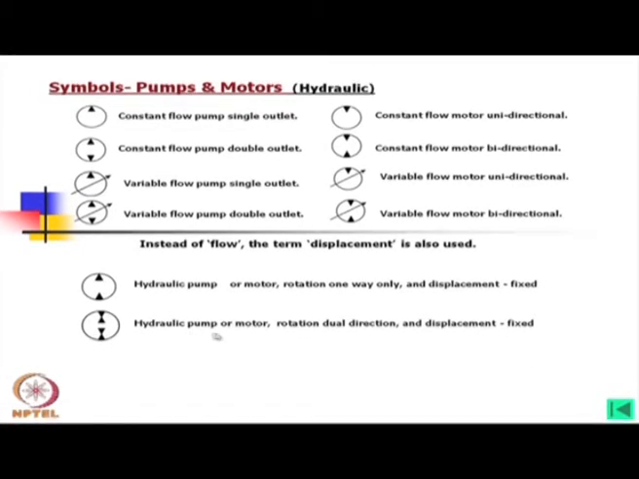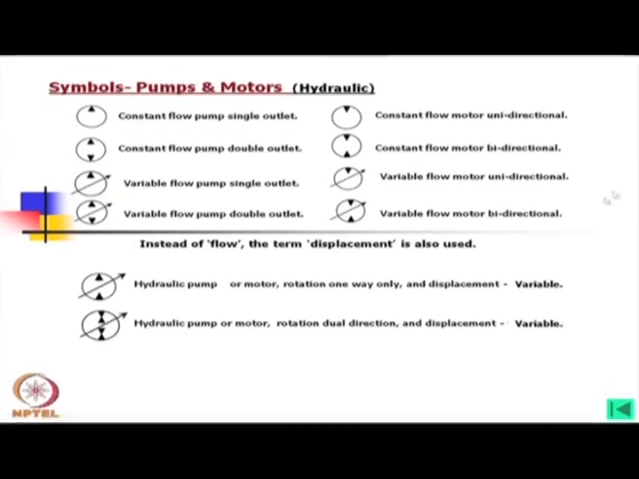Now, if we come to this one, this is a hydraulic pump or motor, rotation dual directions and displacement fixed. What does it mean? In the earlier case, the direction of rotation is only one direction, say clockwise. In this case, we can use it clockwise as well as anti-clockwise, and for that rotation it is either pump or motor, depending on whether we are supplying the flow or taking out the flow. Now, if I add these two arrows, then this will be variable displacement. So, these are a few basic symbols of the pumps and motors. Apart from this, you will find many other symbols depending on their operations, but the most popular are the eight I have put at the top.